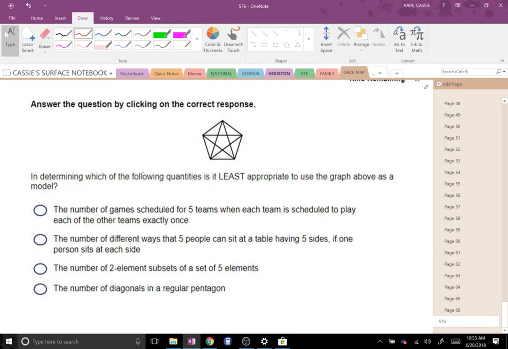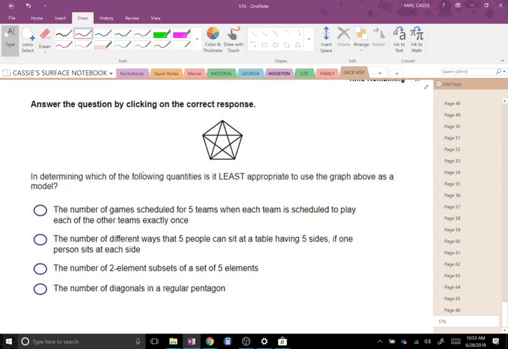So, we are looking at this model. It is a pentagon with a star inside, or a pentagram as some would say, and it wants to know there are 3 ways that this model would be useful, and then one situation in which this model is not useful. You're searching for that one situation in which this model doesn't make any sense.